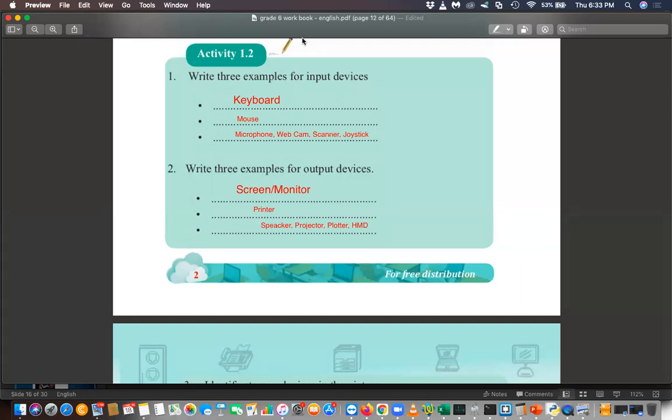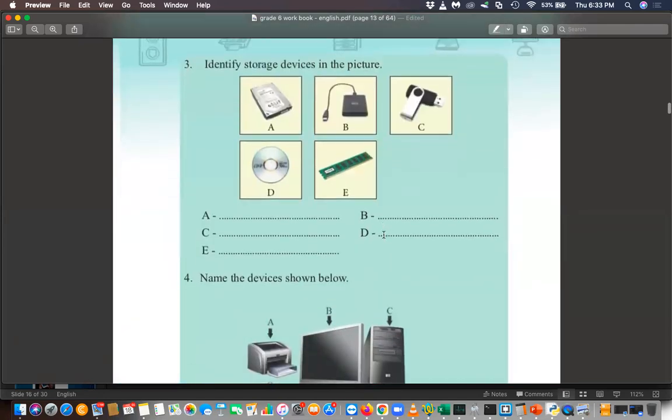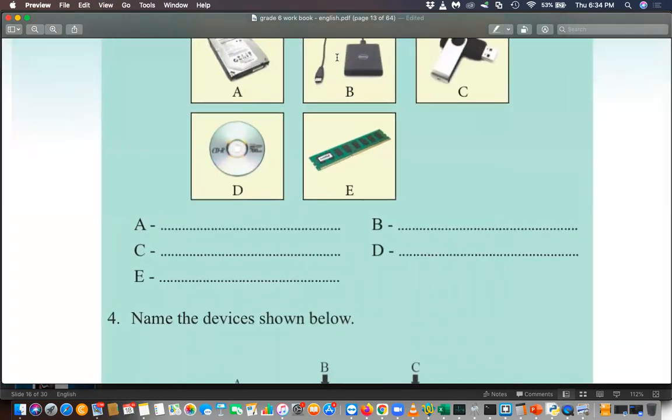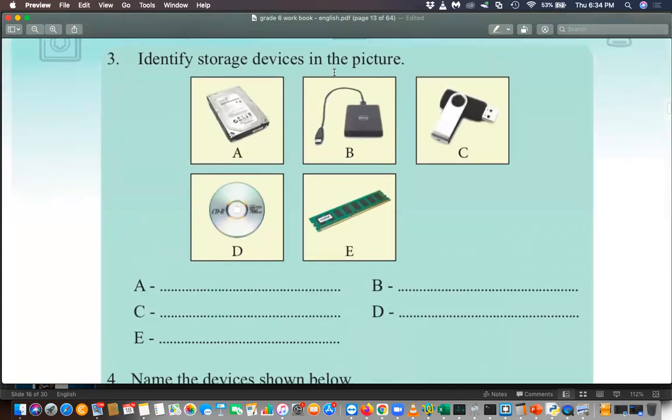Right, let's go to the next one. That is asking to identify the devices. Okay, you have to identify these are some storage media. Those are given, the pictures are given. Can you identify the devices? Let's zoom this and see whether you can identify what is A. A is what? What is B? What is C and D, E, anything?